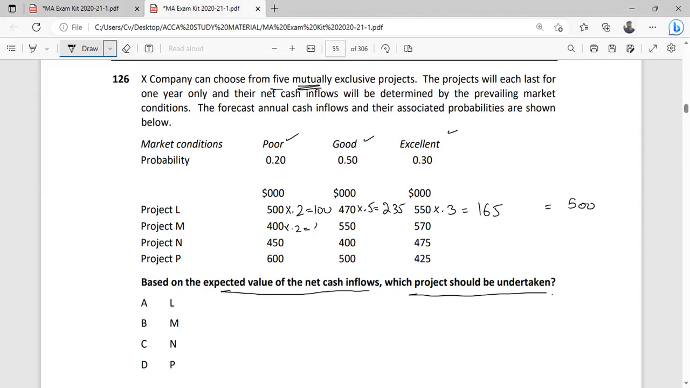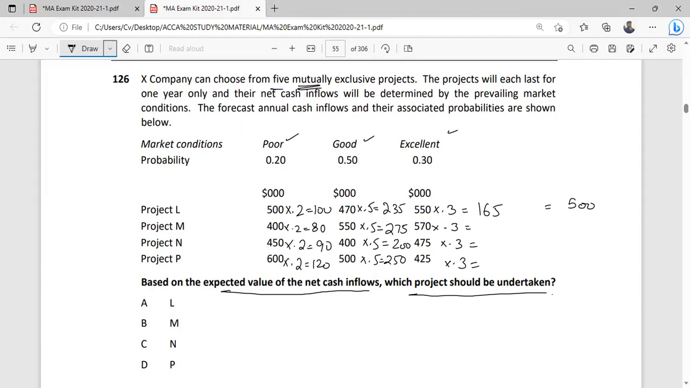400 into 0.2, 80. 550 into 0.5, 275. 570 into 0.3, we will calculate. 450 into 0.2, 90. Then 0.5, so 200. And then 0.3, we will calculate this value. 600 into 0.2, 120. 0.5, 250. And then 0.3.